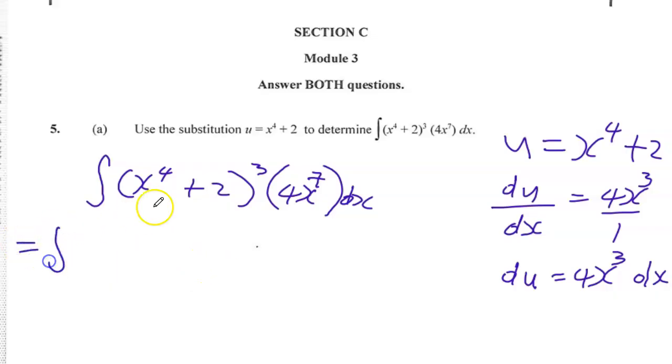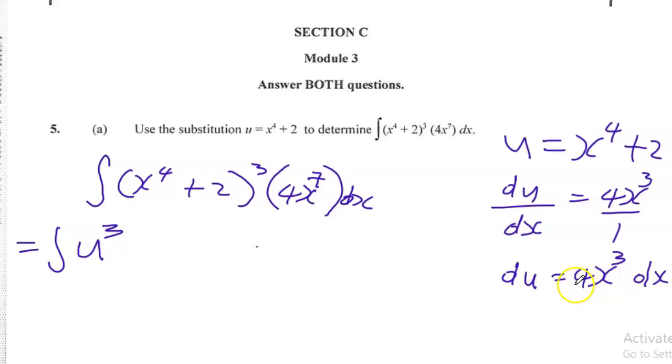Okay, let us make the substitutions. Alright, so this is the problem we're working now. X to the power of 4 plus 2, we replace that with u, so it's u cubed. And now 4x to the power of 7 dx. Now, based on what we have here, I want to find a substitution for 4x to the power of 7 dx.